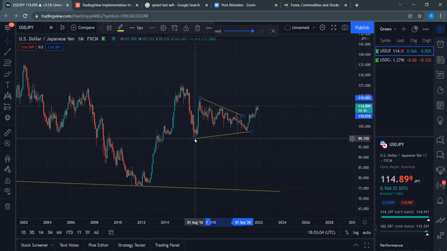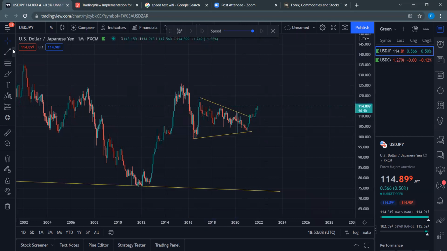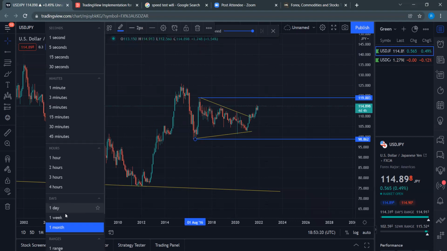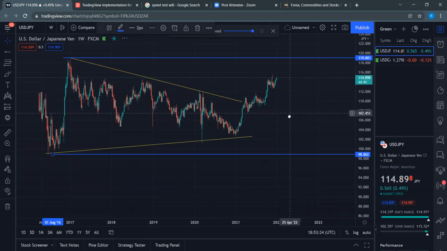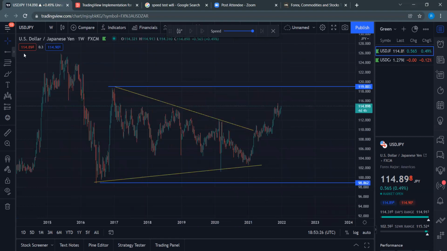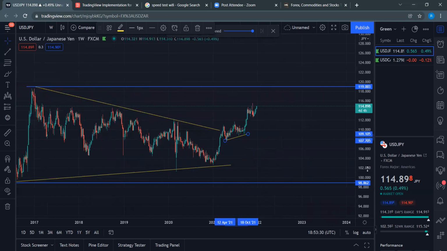So if I take this back now and put this horizontal ray here where this correction started, already I can see we had an impulse, we had a correction.